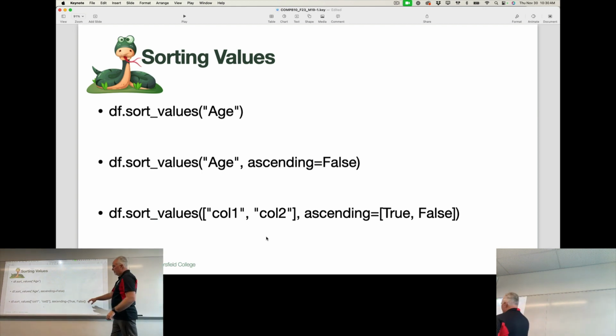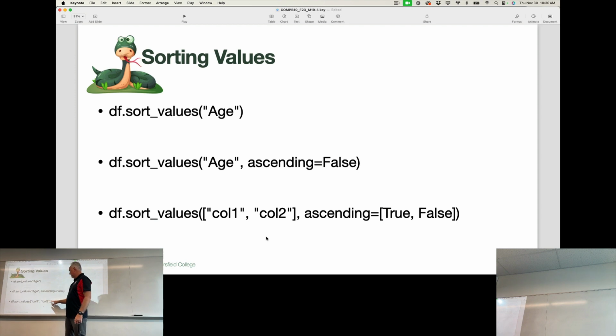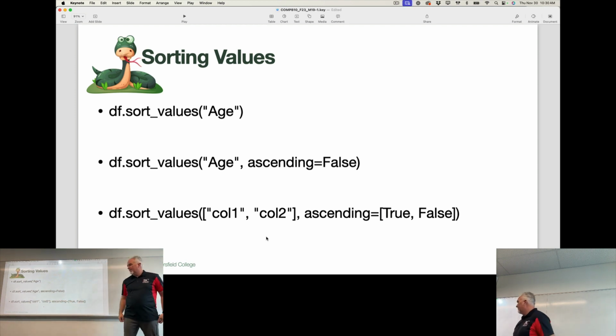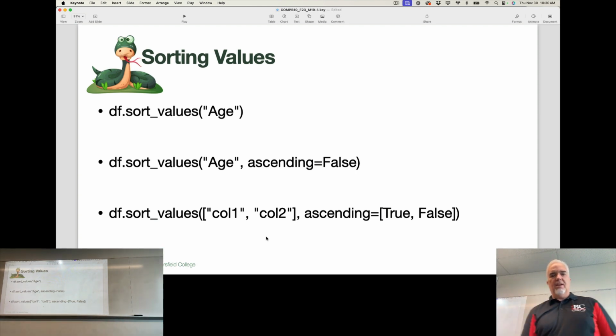And if we want to sort by multiple columns, we can do it this way. We just give it an array that has the names in it and the ascending values.